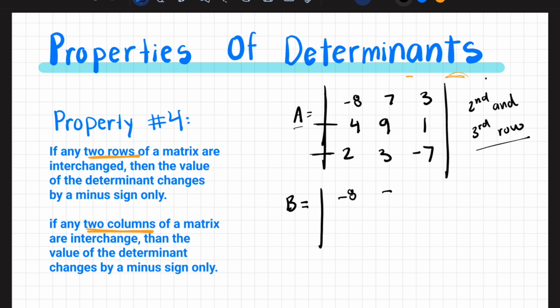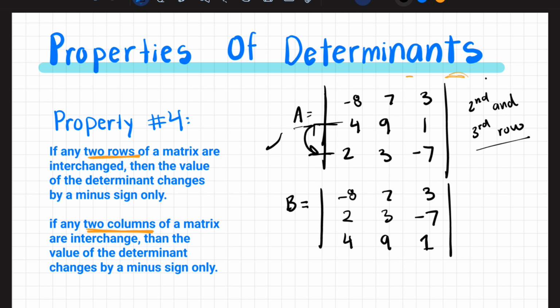So nothing happens to the first row. Now we interchange them. So this comes over here, third row goes on top, so we get 2, 3, negative 7. Second row comes at the bottom, so we have 4, 9, 1.